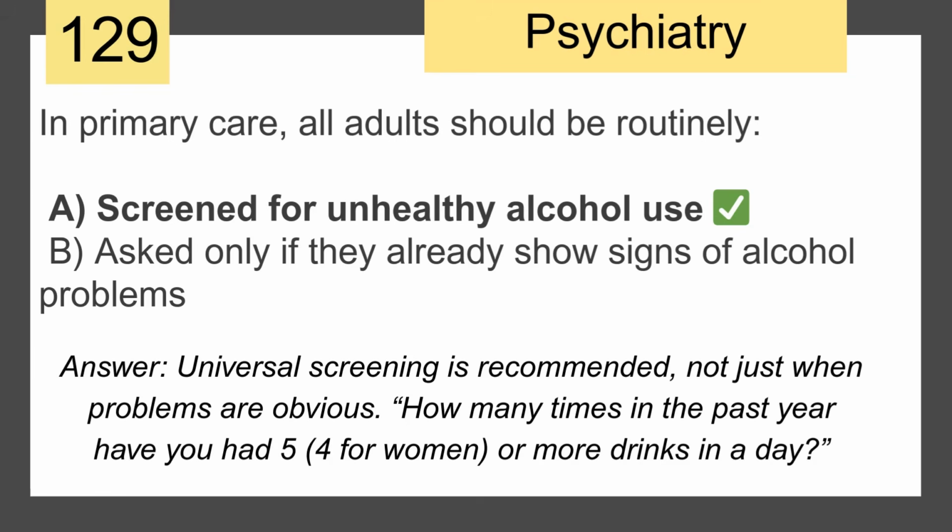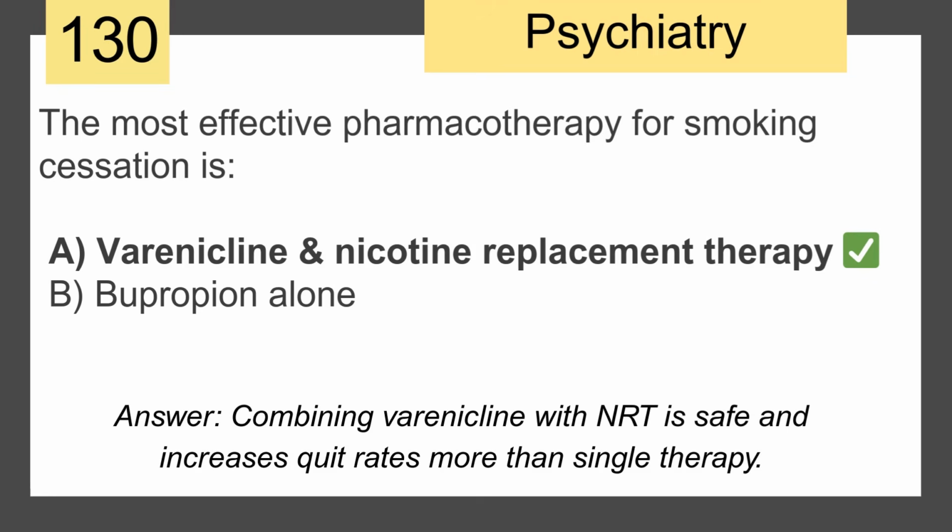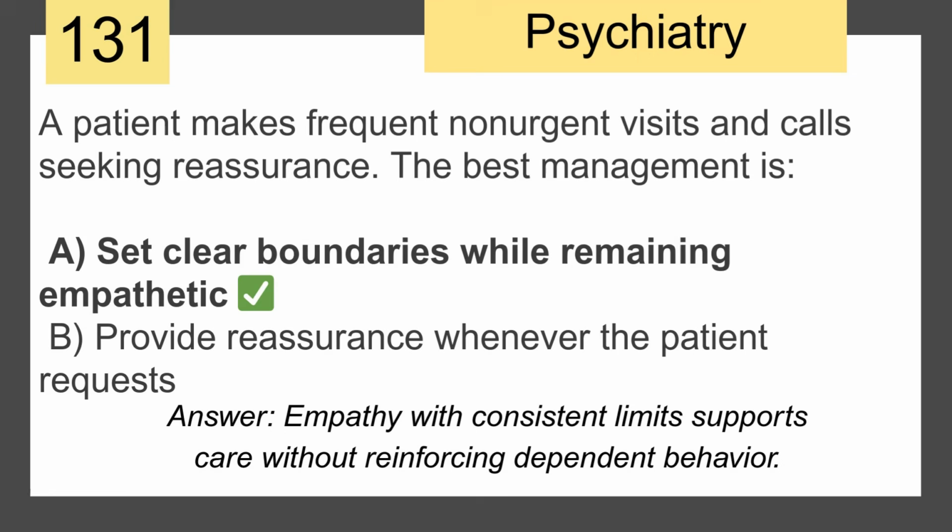And question 129, in primary care, all adults should be screened for unhealthy alcohol use. Question 130, the most effective pharmacotherapy for smoking cessation is varenicline and nicotine replacement therapy. Question 131, a patient makes frequent non-urgent calls and seeks reassurance all the time from the doctor. What you need to do is set clear boundaries, but remain empathetic. So look for the answer that balances empathy as well as clear boundaries.